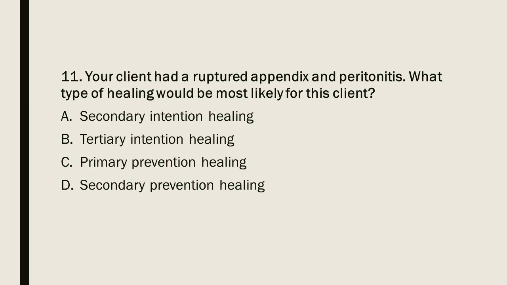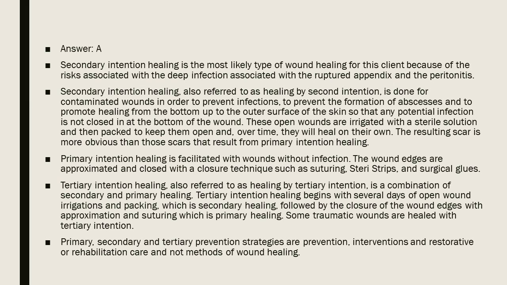What type of healing would be most likely for this client? Secondary intention healing, tertiary intention healing, primary prevention healing, secondary prevention healing. Answer: A. Secondary intention healing is the most likely type of wound healing for this client because of the risks associated with the deep infection associated with the ruptured appendix and the peritonitis.